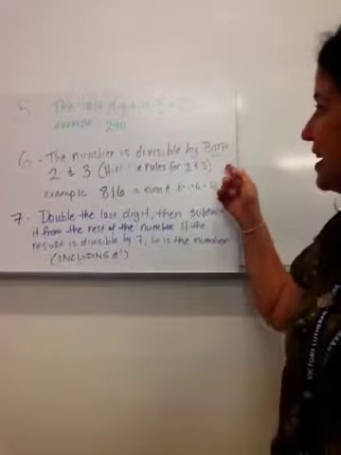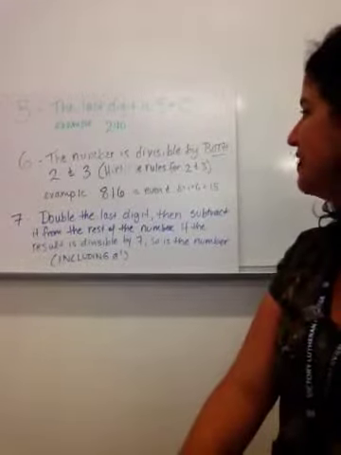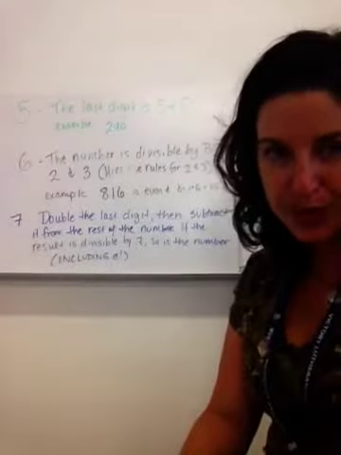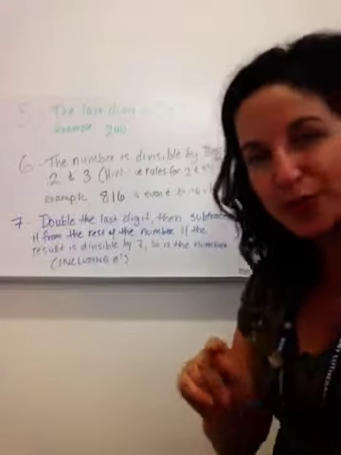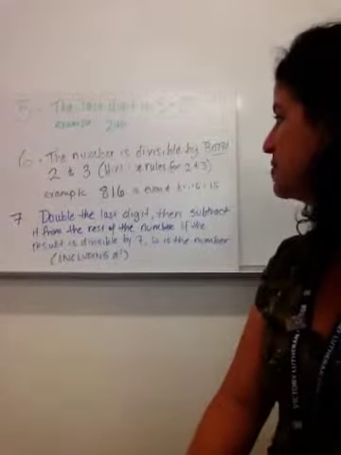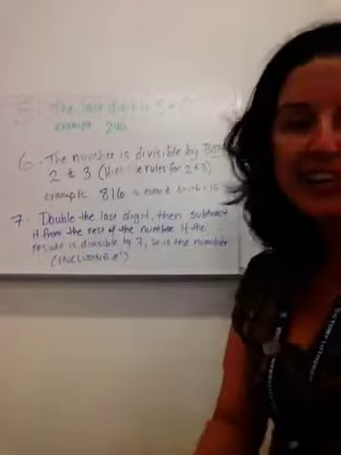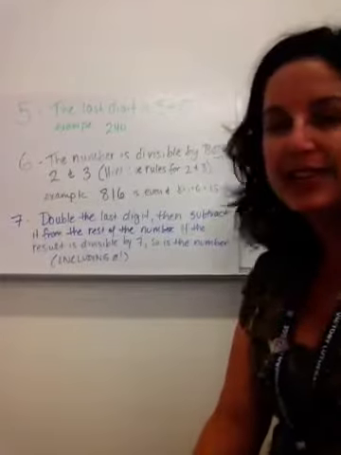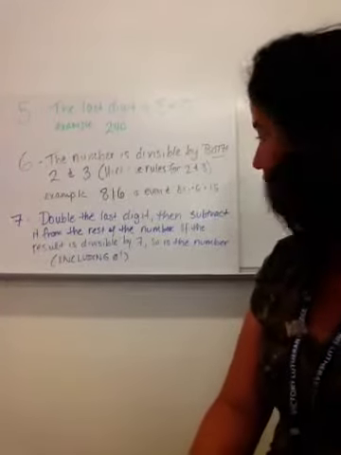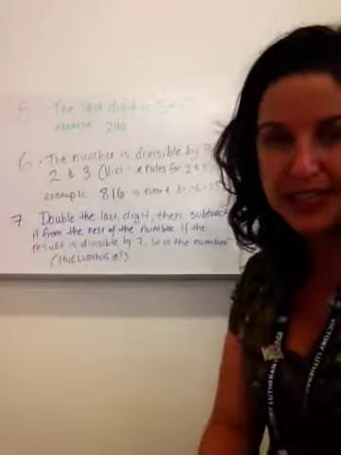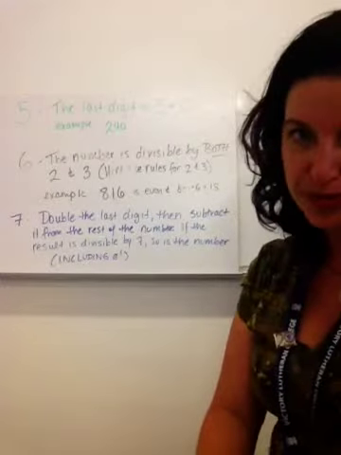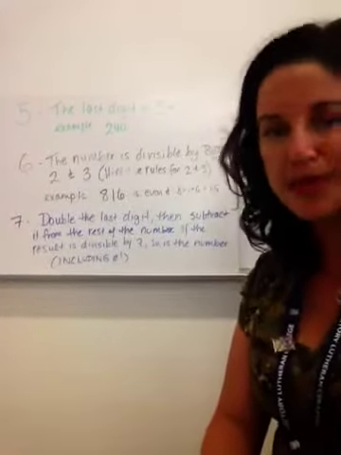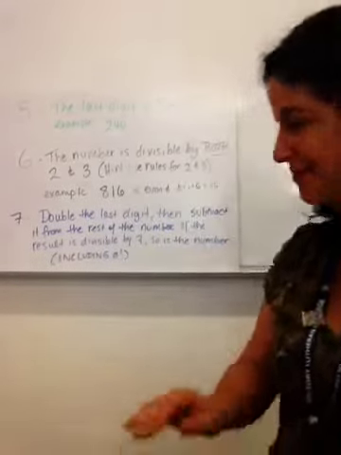Easy. Number 6. Okay, if the number is divisible by both 2 and 3, so there you're just using your 2 and your 3 rule, then it will also be divisible by 6. So for example, 816 is even, but also if you add 8 plus 1 plus 6, you get 15, which is divisible by 3. So that number is divisible by 2 and 3, therefore it must be divisible by 6.